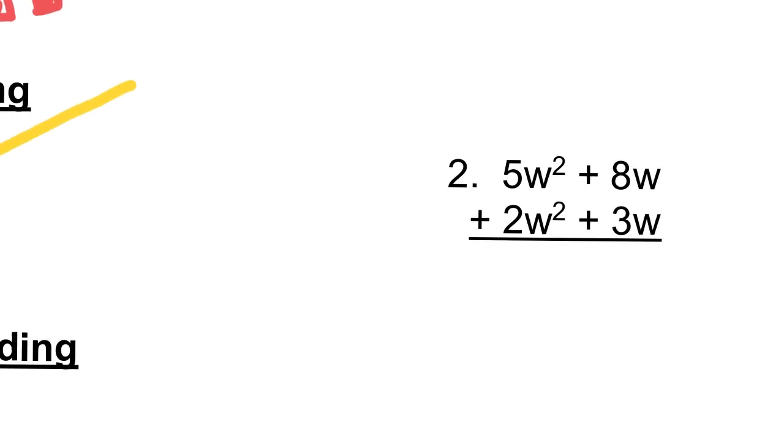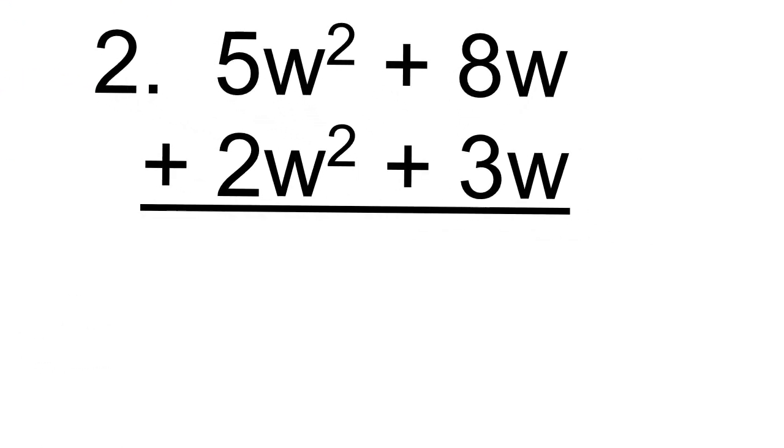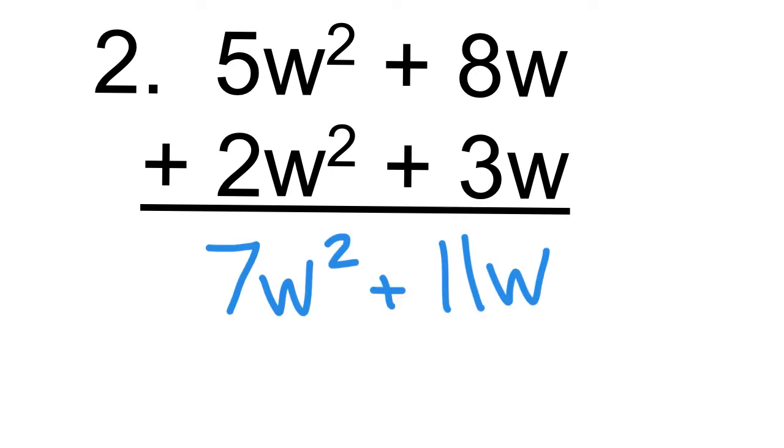Let's go on to number 2. Try number 2 on your own. Pause the video here. So we are left with 7w squared plus 11w. Can we combine those anymore? Are there any more like terms? Remember that your terms have to be alike. They have to have the same variable, which we have here, but they have to also have the same exponent. This has an understood exponent of 1. So this is the final answer. There are no more like terms to combine.